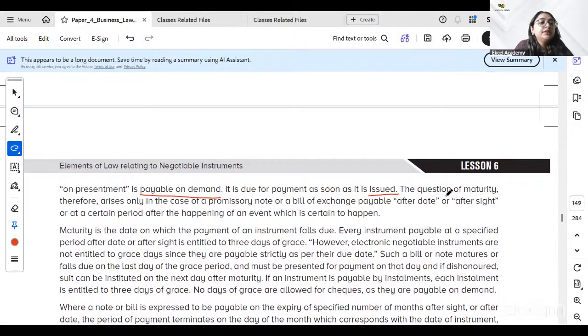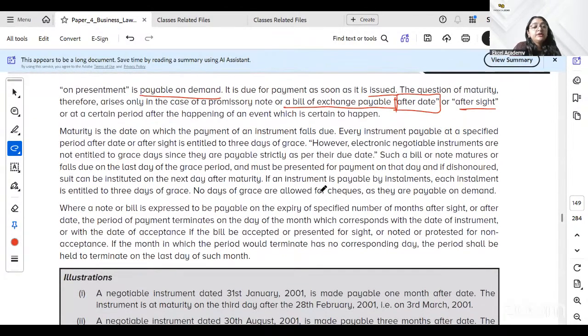The question of maturity therefore arises only in case of a promissory note or a bill of exchange that is payable after date or after sight. I'm just quickly revising this because we've already studied this in detail in our presentation. Maturity is the date on which the payment of an instrument falls due. Every instrument payable at a specified period after date or after sight is entitled to how many days of grace? 3 days of grace. But which instrument does not have grace? A check or electronic instruments do not have a grace period. So no grace is allowed for checks.